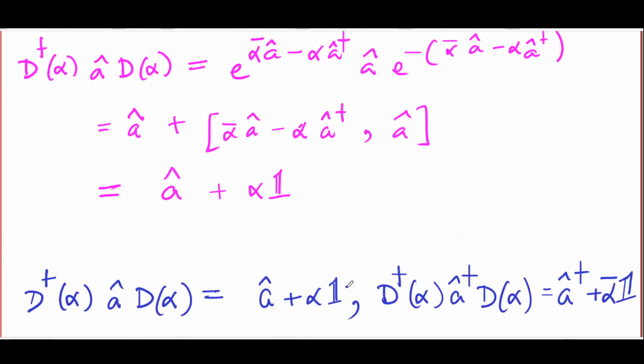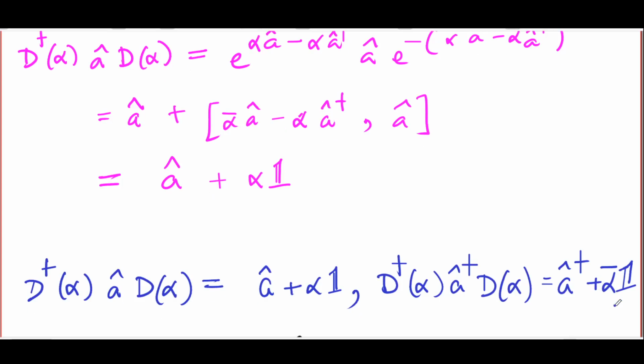D dagger alpha a d alpha, this unitary transformation of a hat, which this unitary operator d alpha carries out, is a simple translation. A hat gets changed to a hat plus alpha times the identity. And a similar thing happens to a dagger. A dagger gets changed to a dagger plus alpha bar times the identity.